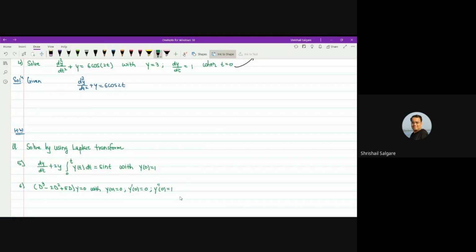After that, suppose seventh, solve the differential equation y double dash t plus 25 y of t is equal to 10 cos of 5t with the condition that y of 0 is equal to 2 and y dash 0 is equal to 0.